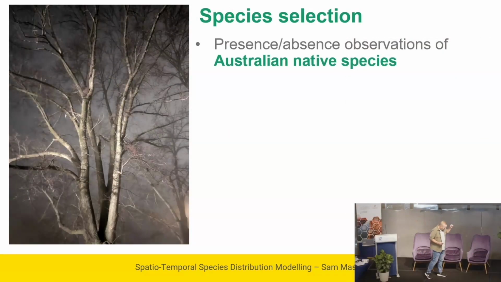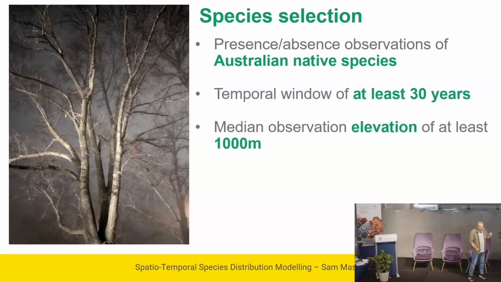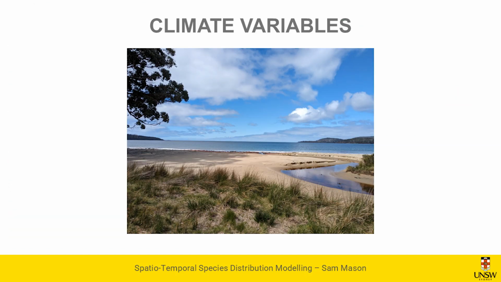So we want to try and fix it to native species, temporal window of about 30 years, and we want a median elevation of about 1,000 meters so that we know we're up in this region here. When we did that, originally we started with about 5,000 different species data sets. We applied these filters that we put on here, and we got roughly 80 candidate species, and you can see with a variety of different presence observations in there.